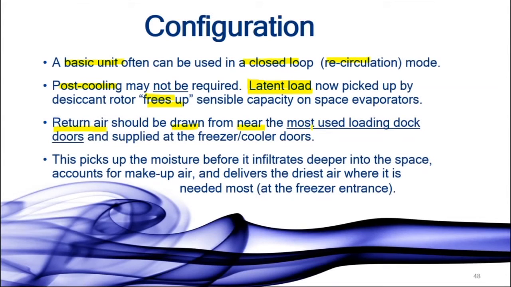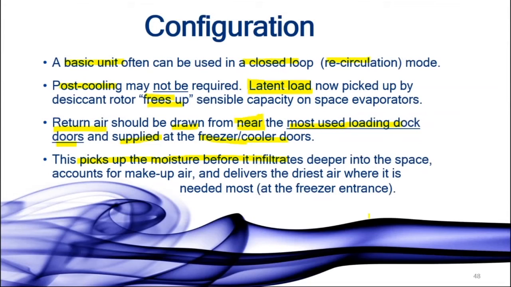Now, the way we're going to do this is the return air to our system. We want to draw that air from as near as possible where the moisture comes in. Where is the moisture coming in? It's that most used loading dock door or doors. So we want the return air drawn from near it, and we'll talk about that word near more in a second, and then we're going to supply that dry air at the freezer or the cooler door.